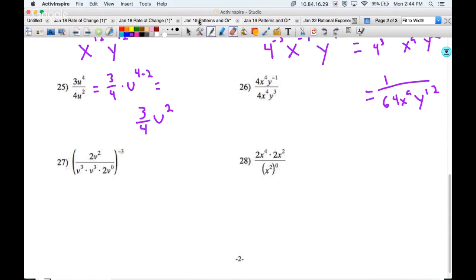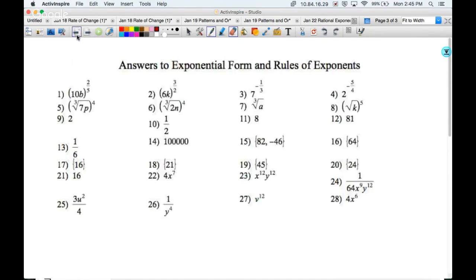All right, we'll do 28 as our last one. Across the top, we can multiply the coefficients, add the exponents. This is going to become 4x to the 6th. This is all raised to the power of 0, which is equal to 1. Anything to the power of 0 is 1. So for 28, this equals 4x to the 6th.